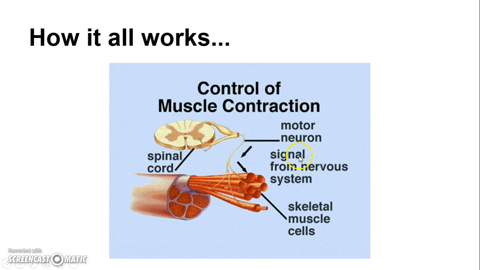The nervous system plays a large role in how and when a muscle moves. The sequence of events leading to contraction is initiated somewhere in the central nervous system, either as a voluntary activity from the brain or as a reflex activity from the spinal cord. First, a signal is sent from the brain or the spinal cord to the muscle via motor neurons.